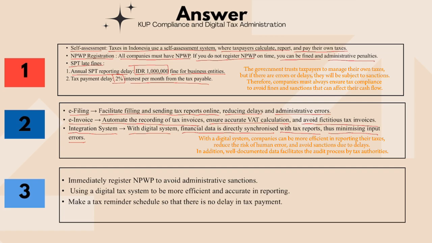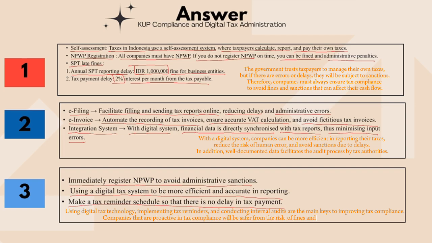What is the positive impact? Companies can optimize cash flow by ensuring that the amount of tax paid is appropriate and not excessive. Better tax compliance also improves the company's reputation, especially for companies that work with business partners and investors. Using digital tax technology, implementing tax reminders, and conducting internal audits are the main keys to improving tax compliance. Companies that are proactive in tax compliance will be safer from the risk of fines and unexpected tax audits.